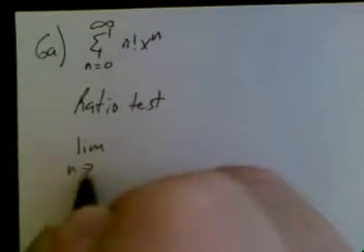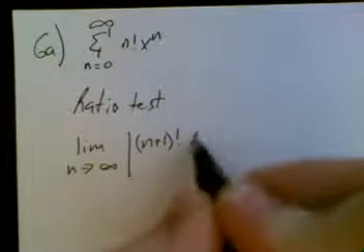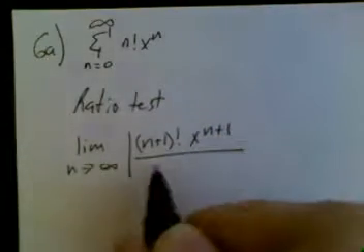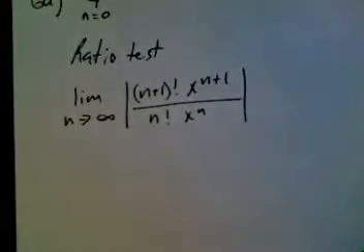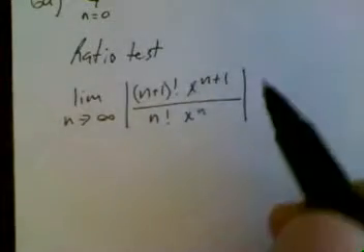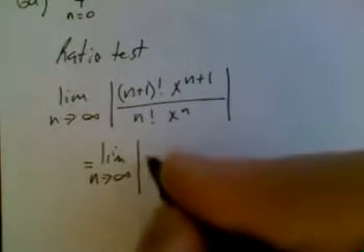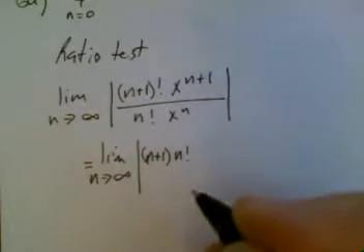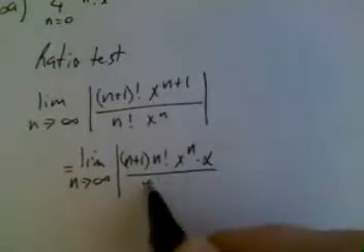The limit as n goes to infinity of the absolute value of a_(n+1) divided by a_n, so (n+1) factorial times x to the n+1, that thing divided by n factorial times x to the n. Now, if you're quick about this, you'll notice that (n+1) factorial is really (n+1) times n factorial. So this limit will be equal to the limit as n goes to infinity of the absolute value of (n+1) times n factorial times x to the n times x. I'm going to tear one of those away. This is all divided by n factorial times x to the n.